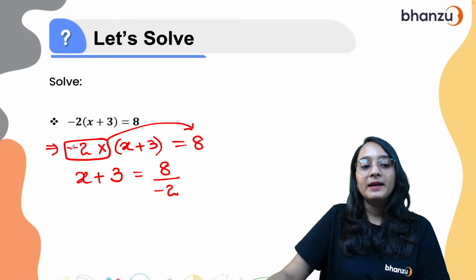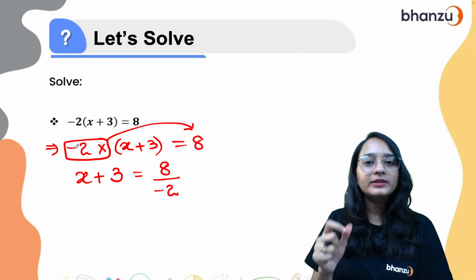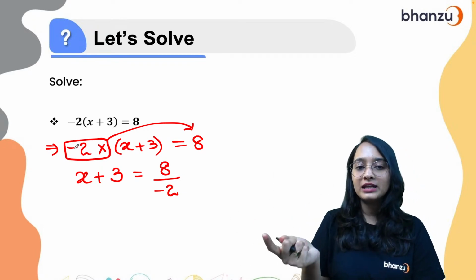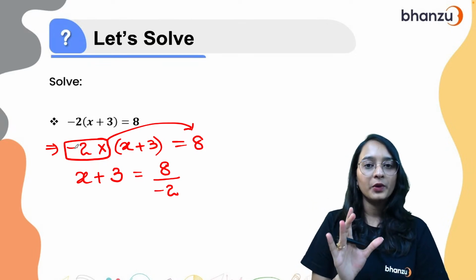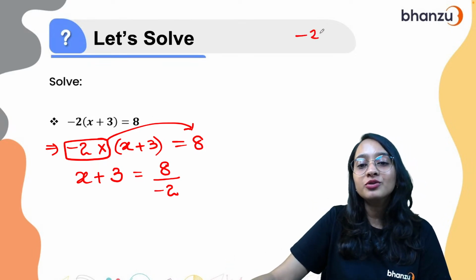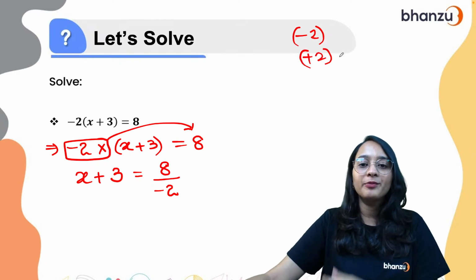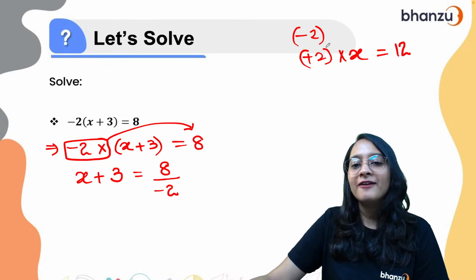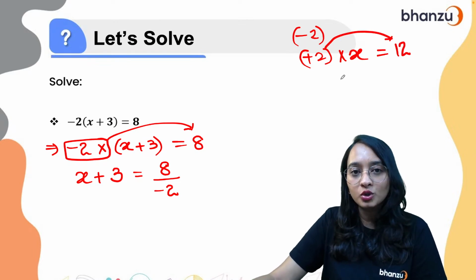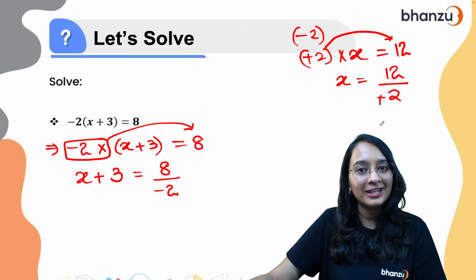So guys, minus 2 is getting multiplied with x plus 3. So when you shift to the other side, it will become 8 divided by minus 2, not plus 2. Why? Because minus 2 is a number, like how plus 2 is a number. So plus 2 when multiplied with x is equal to 12, what are you doing? When you're transposing your 2 to the other side, you're just doing 12 by 2. You're not doing 12 by minus 2, right?